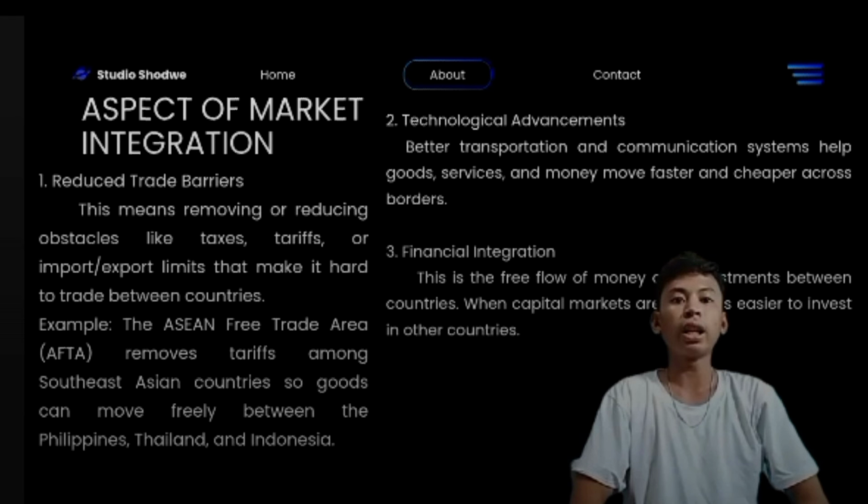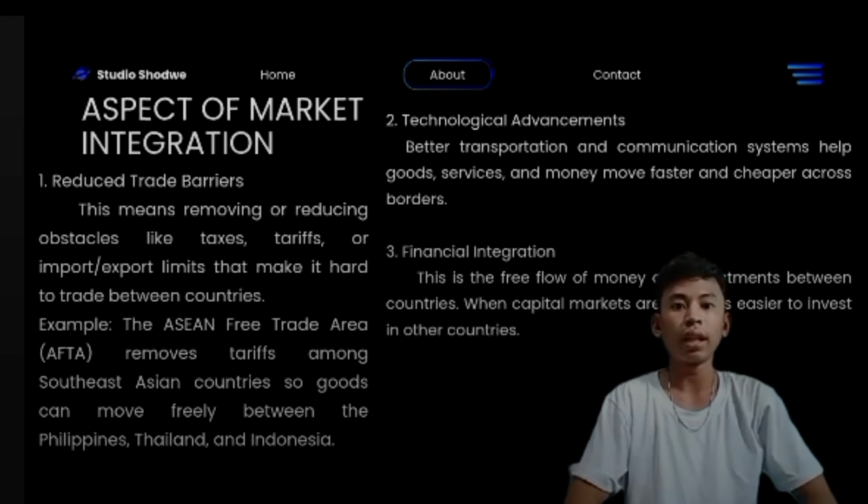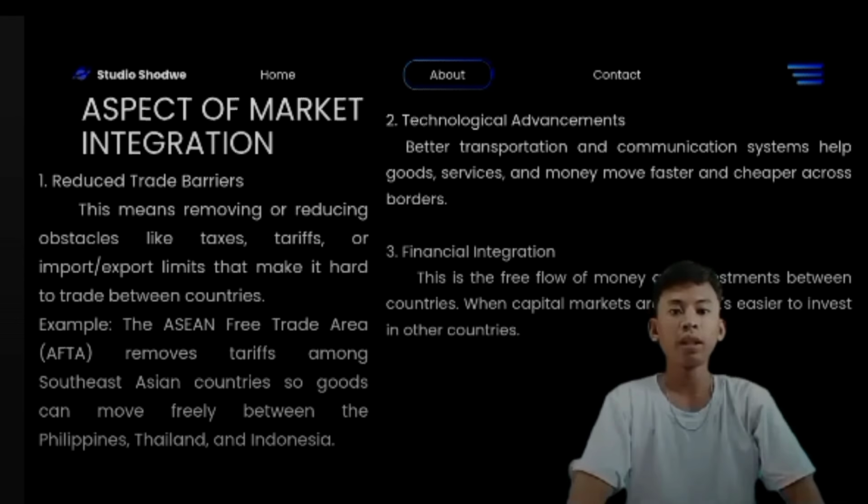Second, technological advancement. Better transportation and communication systems help goods, services, and money move faster and cheaper across borders. Example, online banking and digital apps make it easy to send money. International cargo ships and airlines allow goods to be delivered quickly worldwide.